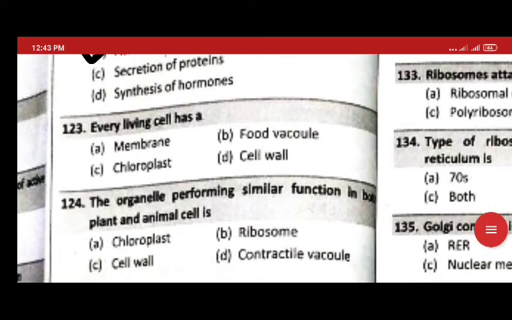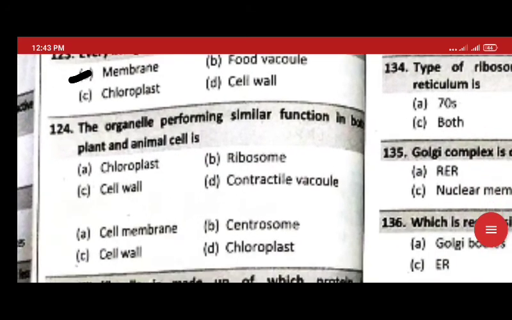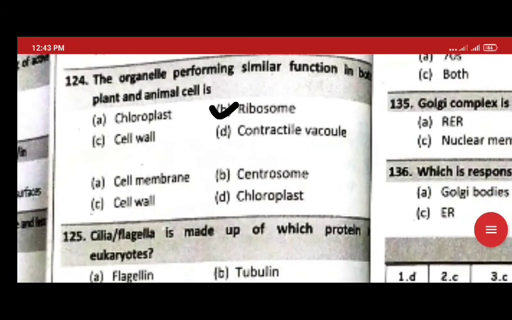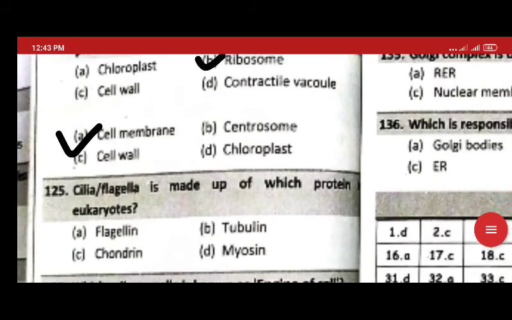Every living cell has what? Membrane. The organelle performing similar function in basic plant and animal cells. So 124, we have what? Similar function, that is ribosome, which has the same function, and the cell membrane also has the same function.